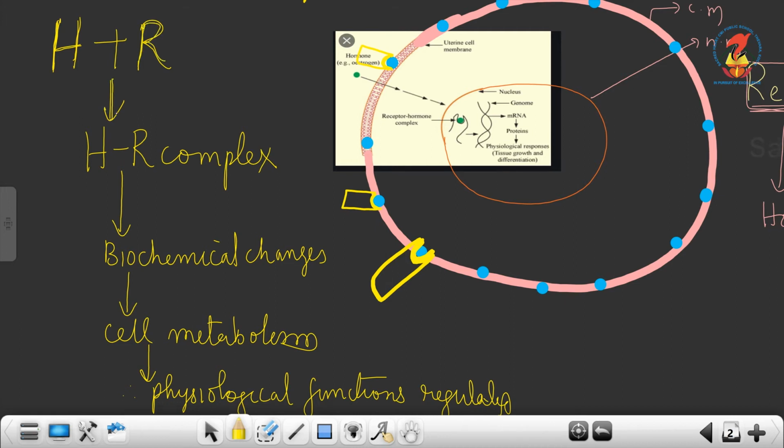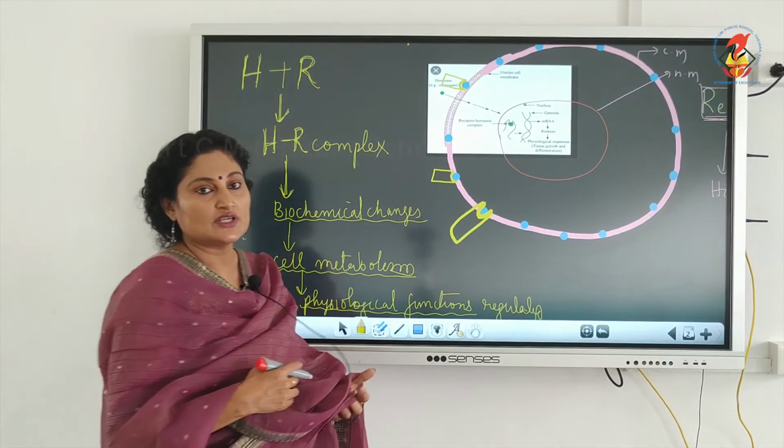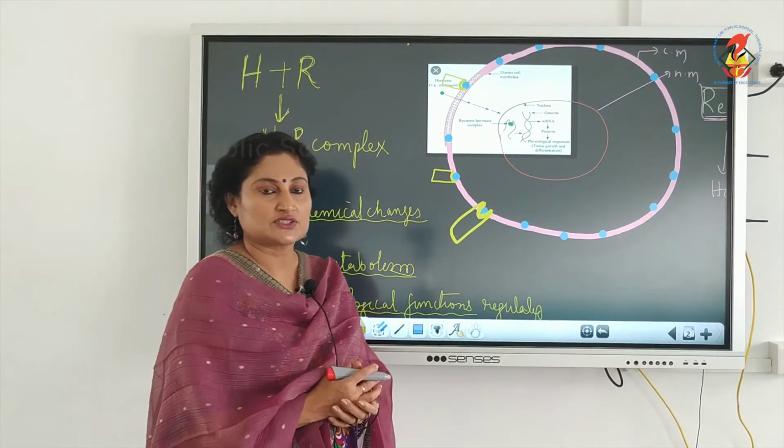And what is that complex called? Hormone receptor complex. And when the hormone receptor complex is formed, what happens immediately? Biochemical changes occur in the cell, which results in cellular metabolism, and hence the physiology of the cell is regulated. Now, we are going to see how this hormonal action is taking place.